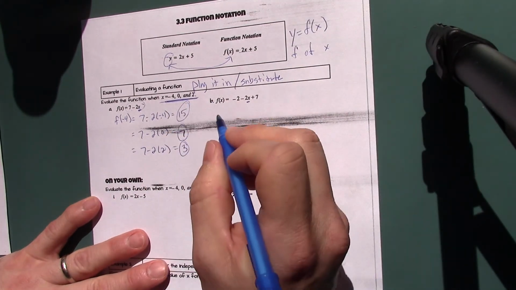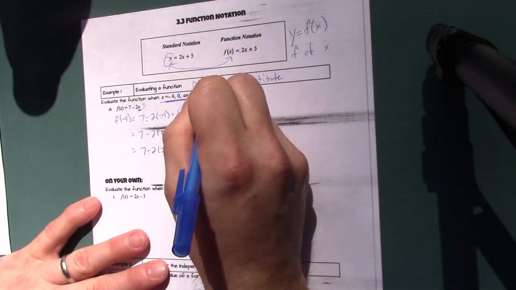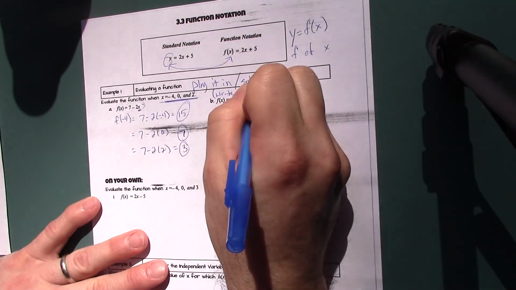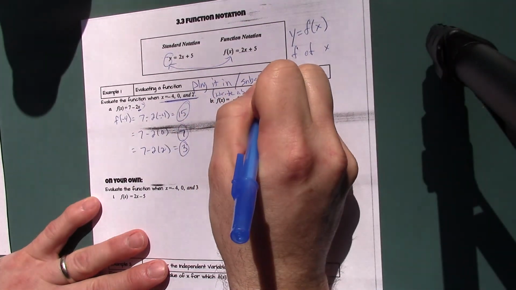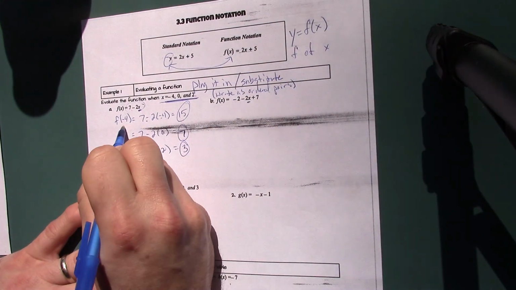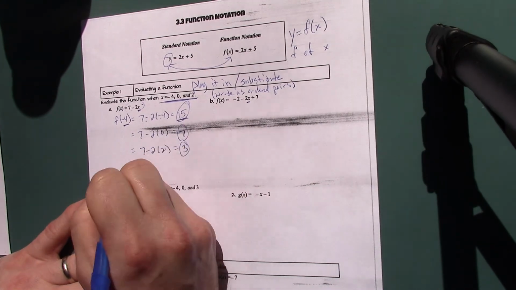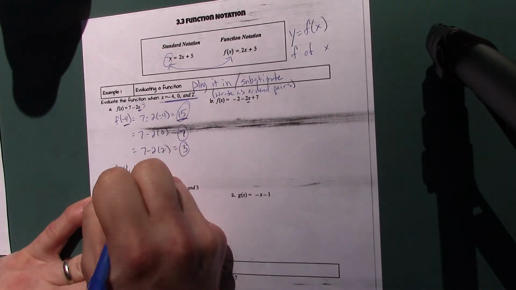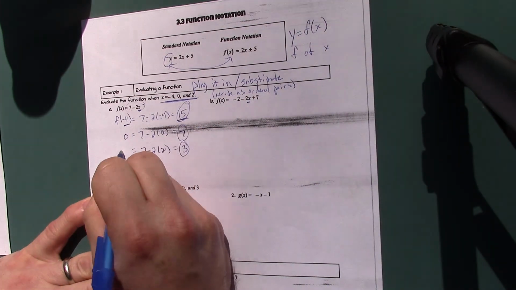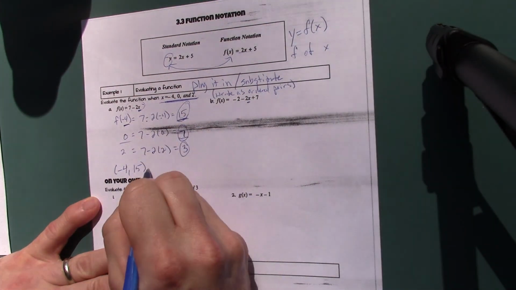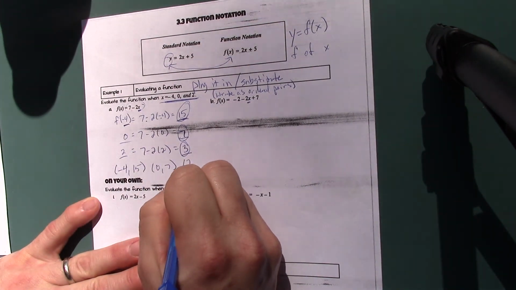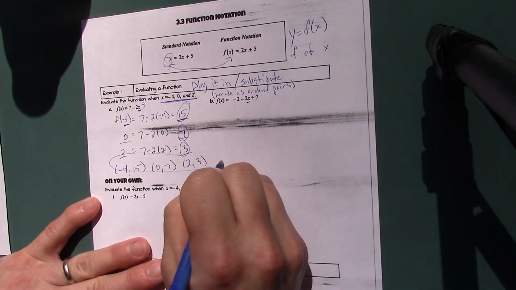Okay? Now, what I want you to get in the habit of is to write these right as ordered pairs. It's going to say this on the homework. So when I plugged in -4, I got 15. That gives me the point (-4, 15). When I plugged in 0, I got 7, so that gave me the point (0, 7). And when I plug in 2, I get 3: (2, 3). And there are my points.